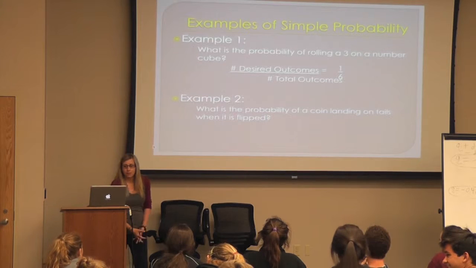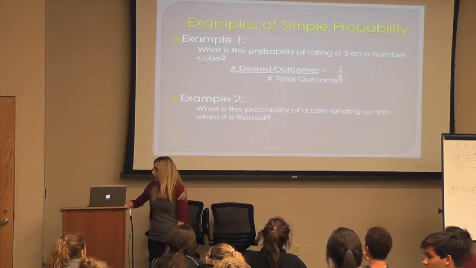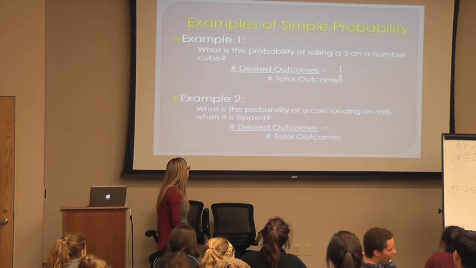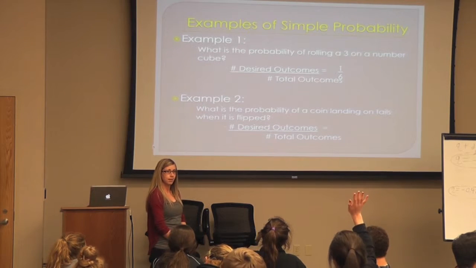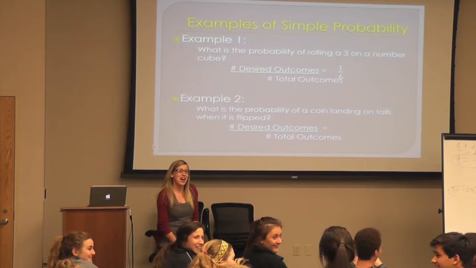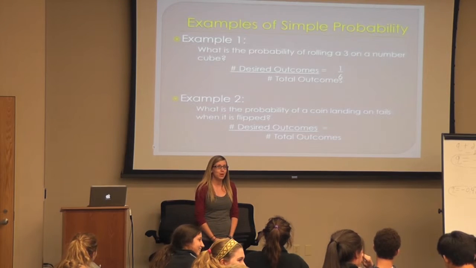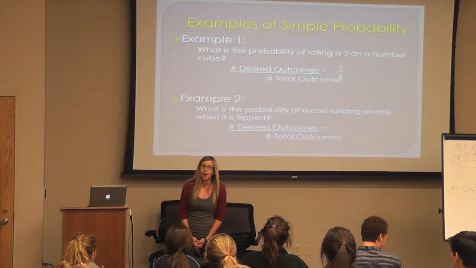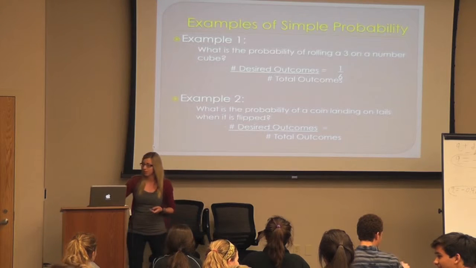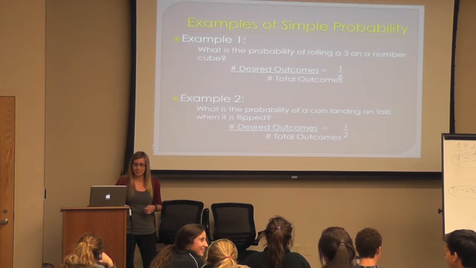So here's the next example. What is the probability of a coin landing on tails when it is flipped? Again, we'll look at our desired outcome. What's our desired outcome? Yeah, 1 for 2. Good job. The desired outcome is tails, and there's only one tails on a coin, and there are 2 possible outcomes. There's heads or tails. So we have a 50-50 chance of getting tails.